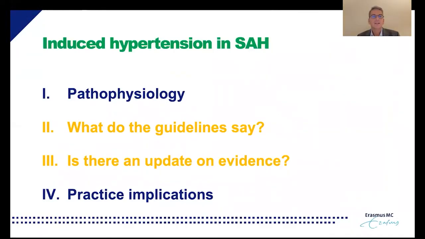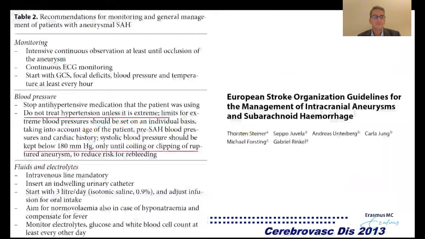So what do the guidelines say about induced hypertension and SAH, and is there new evidence? So just a little bit about blood pressure itself. So there's a guideline from 2013, the European Stroke Organization guidelines. And there it was stated that you should not treat hypertension unless it is extreme. And extreme hypertension may be regarded as a systolic blood pressure of above 180 in case of an unsecured ruptured aneurysm.